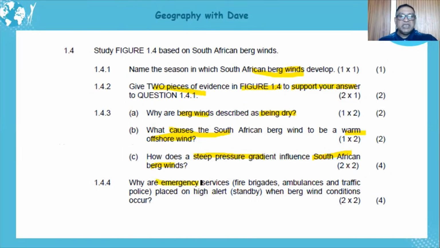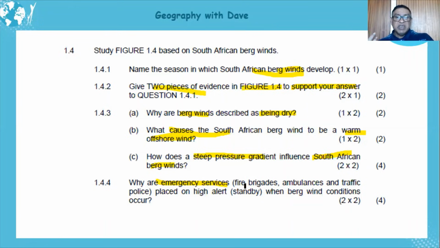Why are emergency services? Now, the examiner has brought a different perspective here. You say, oh my teacher, Mr. Dave didn't teach us about fire brigades, ambulances. This is what my learners may say. Fire brigades, ambulances, traffic police. What's this traffic police and things? Okay, and then you get very annoyed, but look at it. Read the question. Examiners have to put it in a different way, but it's an answer that you know.